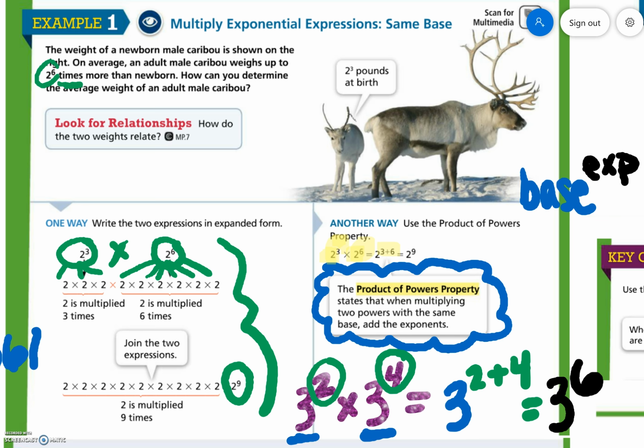So when multiplying with the same base, why don't you highlight this or underline this: multiply in same base, I want you to write add exponents.